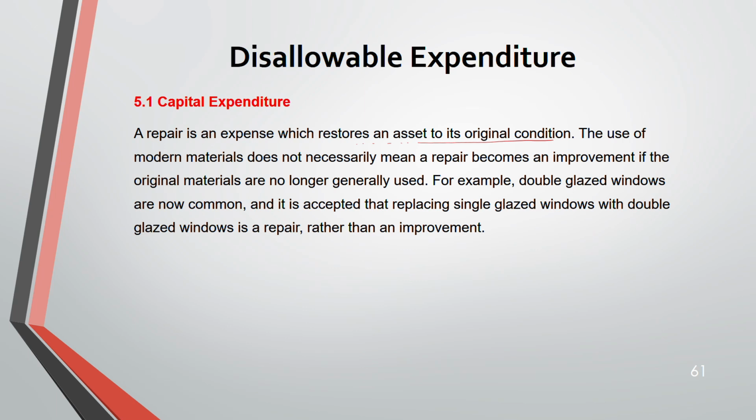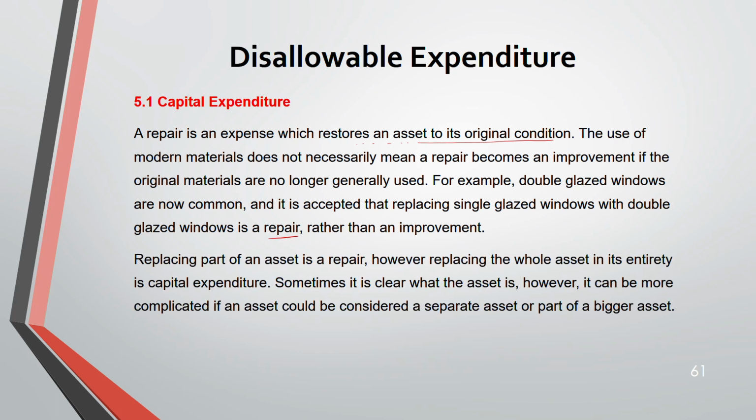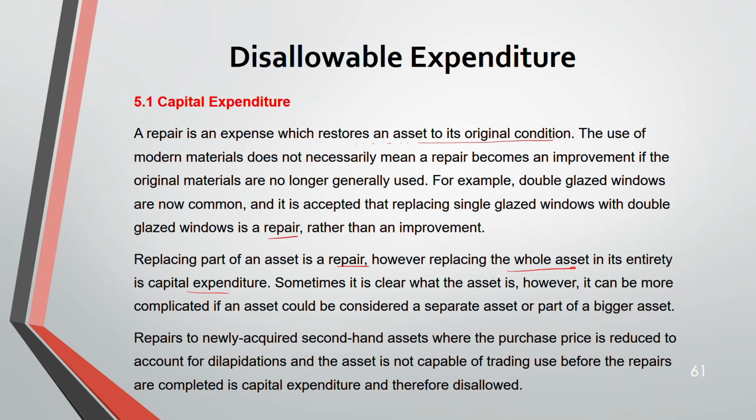For example, you are replacing single glazed windows with double glazed windows. This is treated as a repair still, not an improvement. So replacing a part of an asset is also a repair. If you are replacing a part of an asset, that is a repair. But if you are replacing the whole asset, it's a capital expenditure. Sometimes it's very clear what the asset is, but sometimes an asset could be considered as a separate asset or a part of a bigger asset. In that case, it's difficult for you to distinguish clearly which is repair, which is improvement.